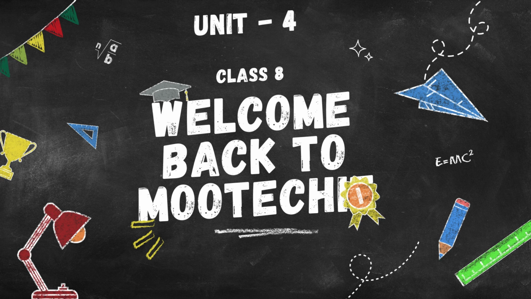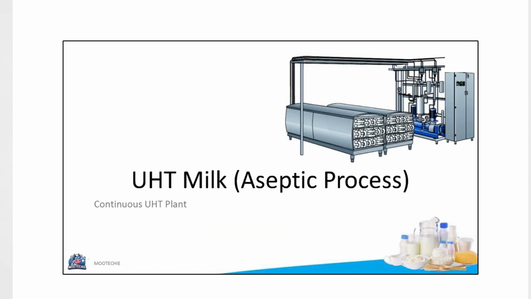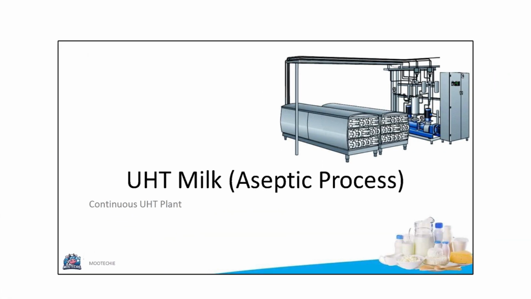This is class 8 of unit 4, where we will now focus on a very important application of sterilization, the production of UHT milk and the aseptic processing plants that make it possible. We begin with UHT milk. UHT stands for ultra high temperature processing.